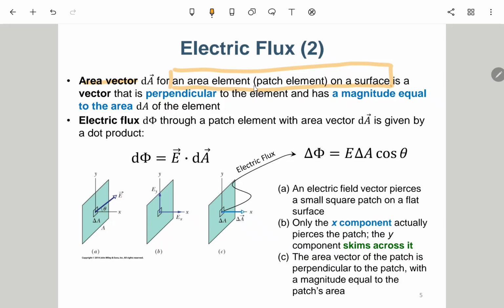An area element is not necessarily a plane, okay? But even though it is a curved surface, as long as you separate it into many small elements, and each is small enough, then we can consider each element to be a small plane, okay?